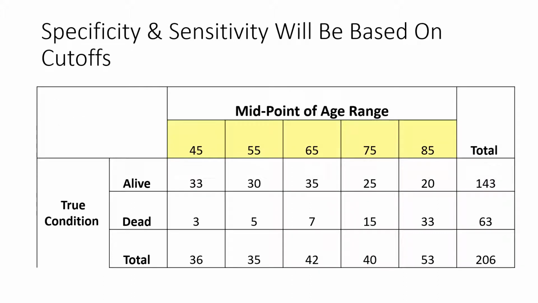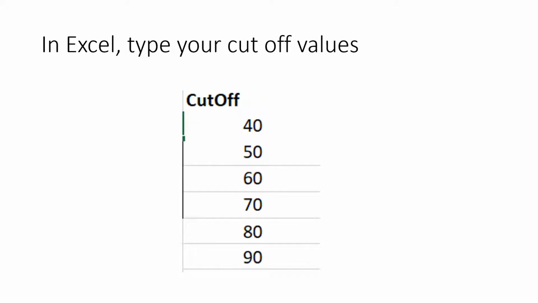So going back to our table in the question, we need to calculate the specificity and sensitivity based on the cutoff ages seen here. There are different ranges where we have different numbers of alive and dead patients: 45, 55, 65, 75, and 85. So we derive a cutoff value and use those values to calculate sensitivity and specificity. In Excel, we type our cutoff values. I used 40, 50, 60, 70, 80, and 90.